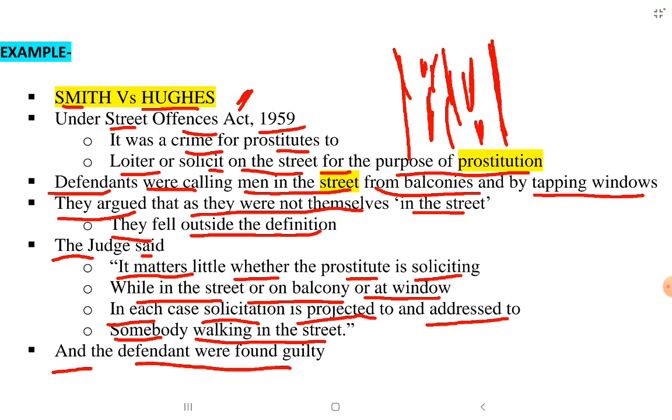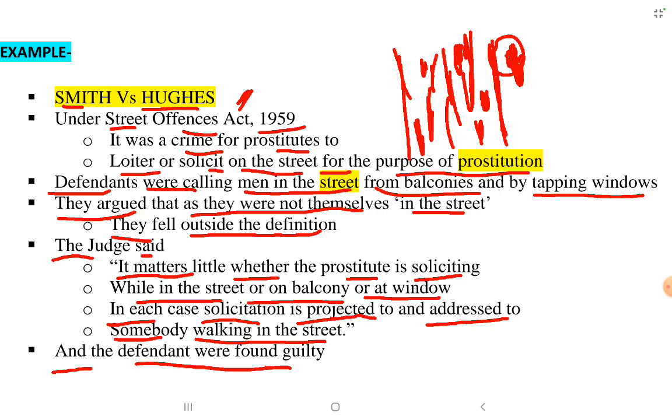So what the prostitutes did, instead of being present in the street, they tried to solicit or call from their balconies. They argued in their defense that as they themselves were not in the street, they do not come under this act. The judge said it matters little whether you are present in the street or in the balcony. What matters is the person walking in the street is being solicited. So the defendants, that is the prostitutes, were found guilty.